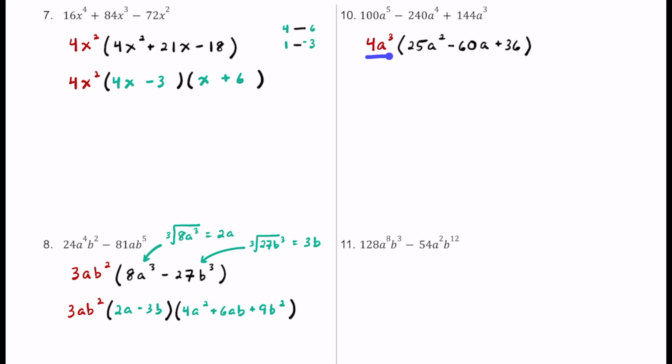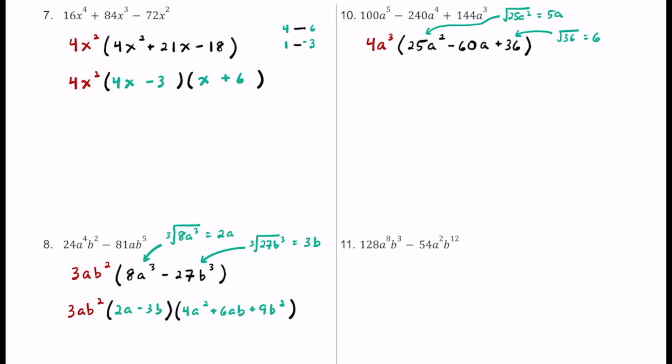Now this 4a cubed can't be factored anymore, but this trinomial looks actually pretty interesting, because I think it could be a perfect square trinomial, since the first term and the last term are both perfect squares. But we can check for it, right? If we take the square root of the first term, 25a squared, the square root of that is going to be 5a, okay? And the square root of 36 is going to be 6.